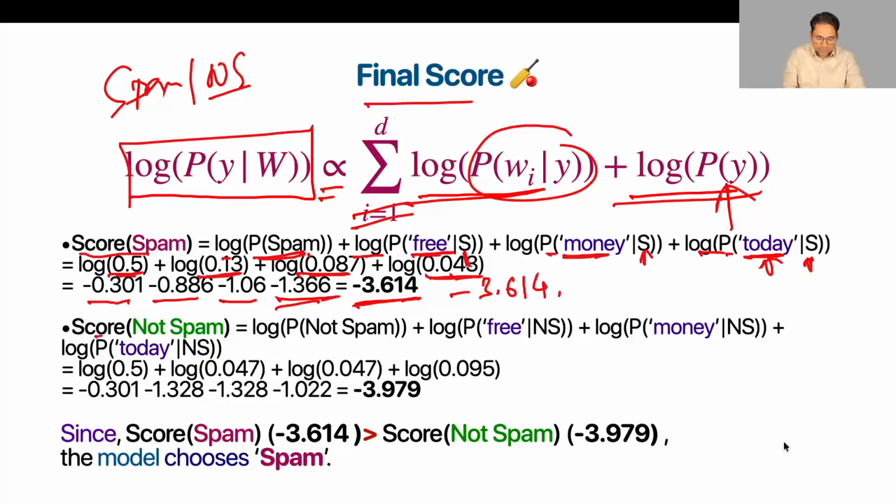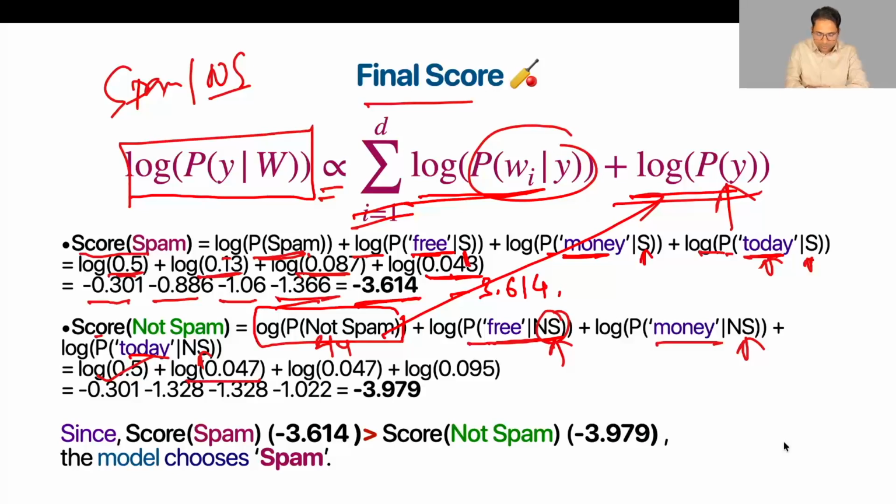Then similarly the score for not spam. So log of the probability of not spam, that is your class here. Log of the probability of free given not spam, this is your not spam label. Money given not spam, and today given not spam. All these values are calculated in the previous slide. 0.5 is the class prior because we know that 2 out of the 4 emails are not spam. So this is 0.5, 0.047, 0.047, 0.095. If you sum them all and take the log, all these numbers are less than 1, so these will be negative numbers, and this comes out to be minus 3.9 something.